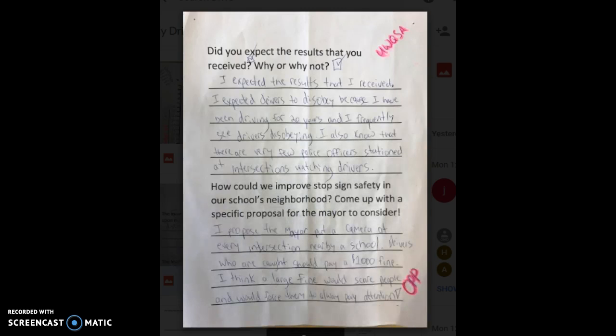For the short answer portion of the next page, I asked students to remind themselves to UWQSA. That stands for use the words in the question to start their answer. Did you expect the results that you received? Now, using the words in the question to start your answer, they could respond. For example, I expected the results that I received. Why or why not? Notice that we included some check boxes here to note that this is indeed a 2-part question.